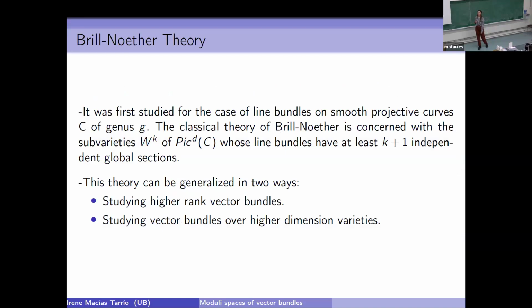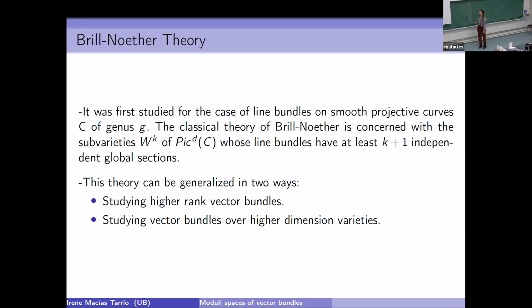The first Brill-Noether theory, the classical Brill-Noether theory, was in the case of rank 1 vector bundles, line bundles, on algebraic curves of genus g. Here the moduli space is the Picard group of the curve. We study line bundles with at least k+1 independent sections. So this is the classical idea.